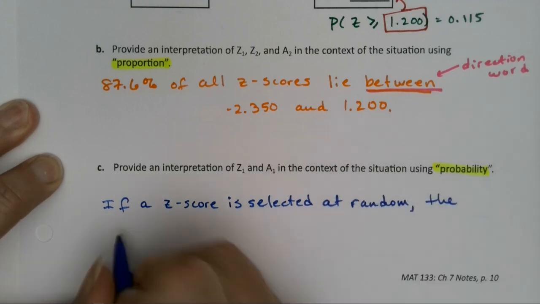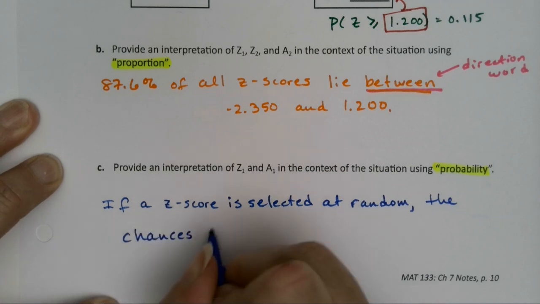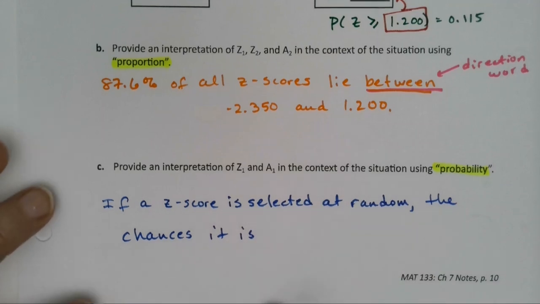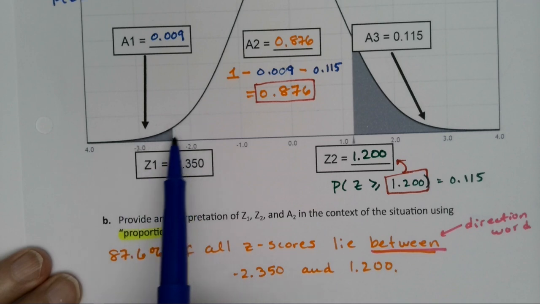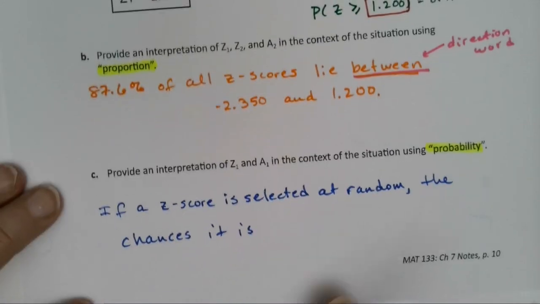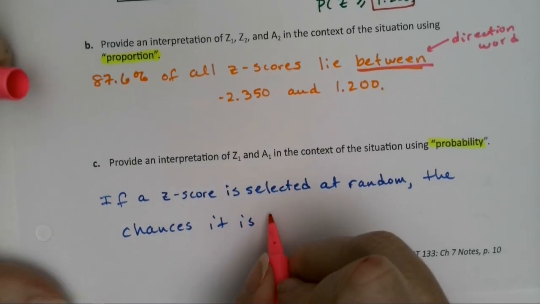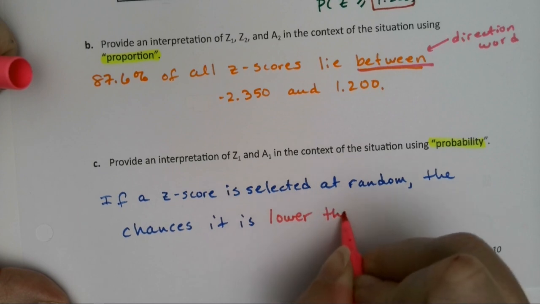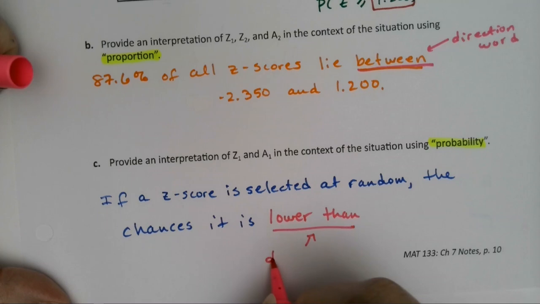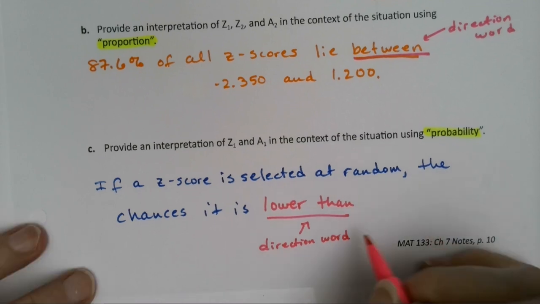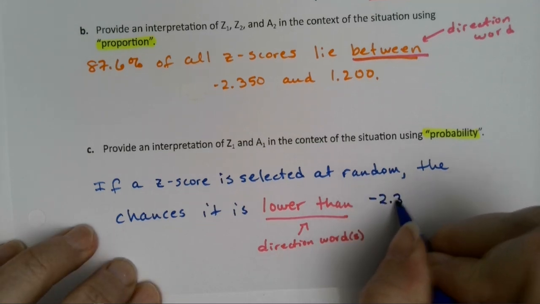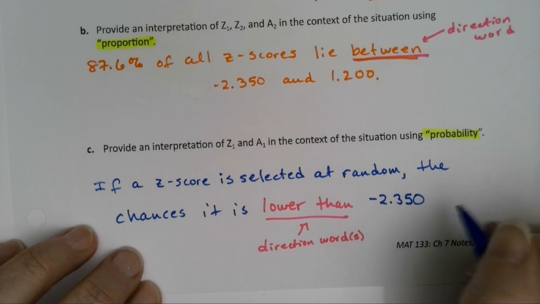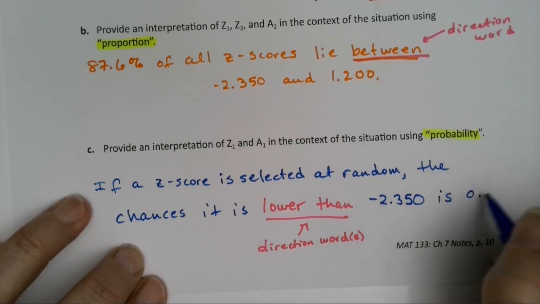the chances it is, and then you have to get a direction word in. So we want to talk about the left tail. So you could say less than, lower than, below, right? Something like that. Chances it is lower than, right? There's our direction word. Well, in this case, direction words. There's two of them there, right? Lower than negative 2.350, right? Lower than that z-score is the probability, 0.009.